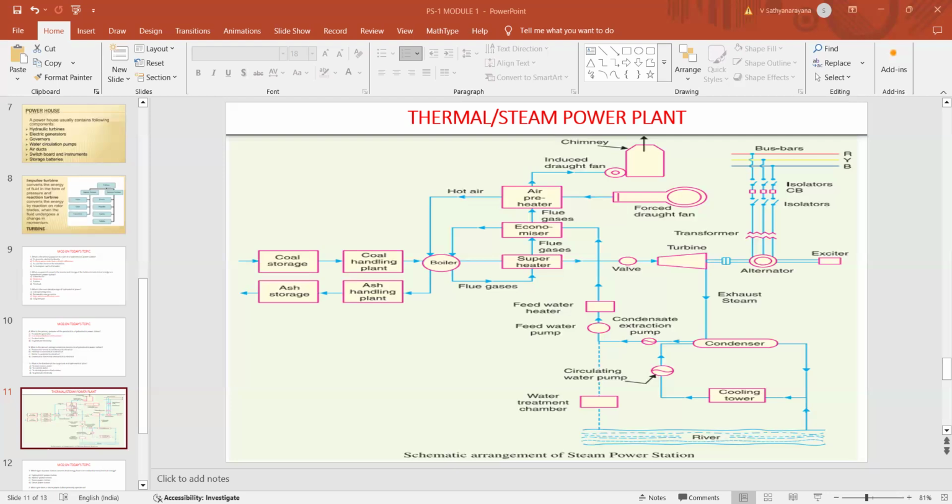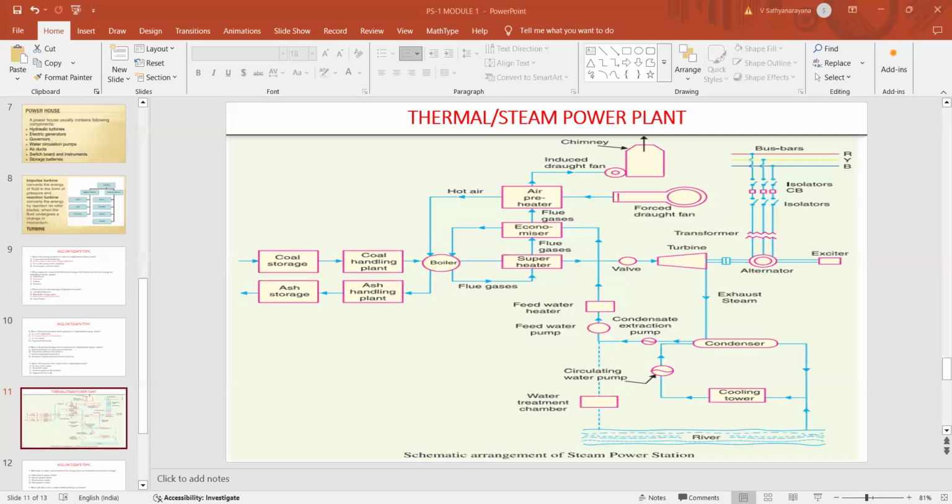Coming to our schematic layout diagram, how the process is going to start. What I said earlier, that is from the coal. Generally, the coal is transported to our power station by the medium of either road or rail.